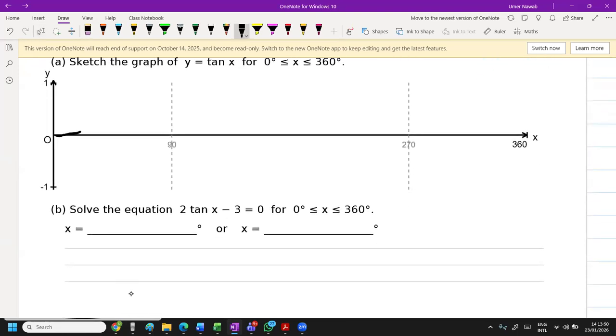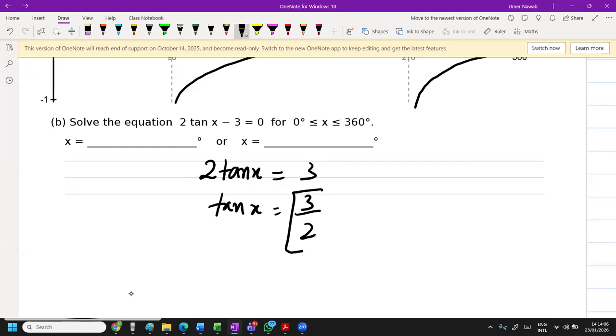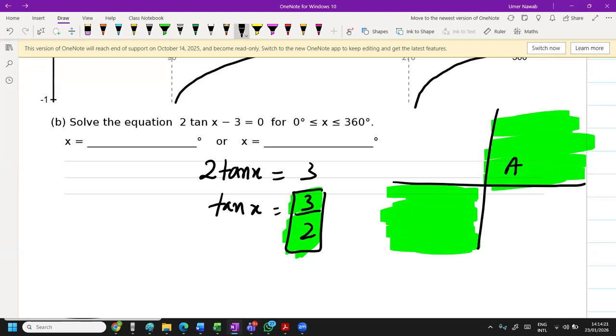Tan graph, we already know. It is like this. This is 180. I want to solve this equation. So 2 tan of x is equal to 3. Tan of x is equal to 3 over 2. Got it? Now tan gives a positive answer. Tan is positive in this quadrant according to ASTC, in the first and third quadrants. This is ASTC. First quadrant.